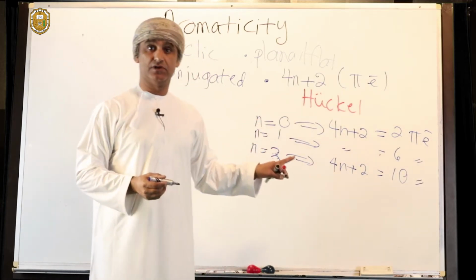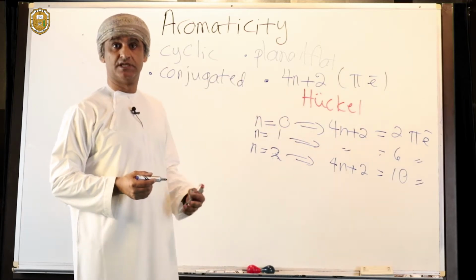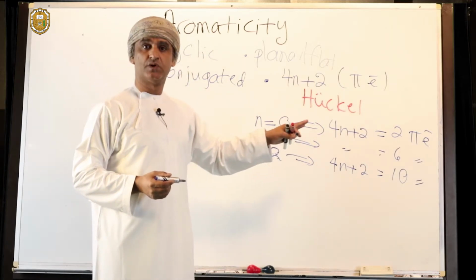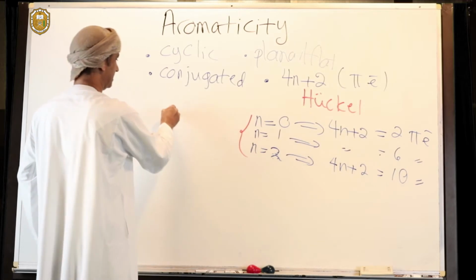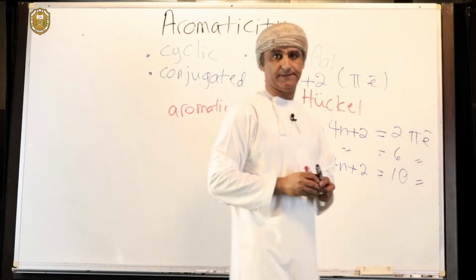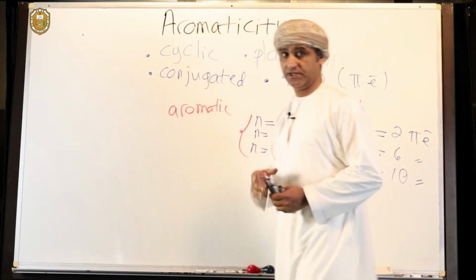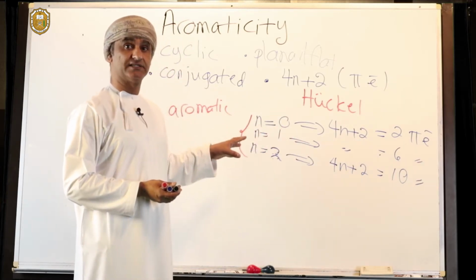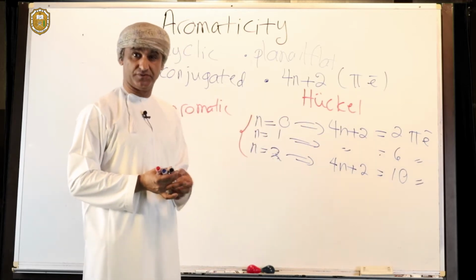So any molecule, provided that it has fulfilled the three requirements, which is that the molecule has to be cyclic, flat, and conjugated, with this number of pi electrons should be aromatic. So these numbers entitle a molecule which has fulfilled all of these requirements to be aromatic. Of course, you can continue. If N equals 3, then 12 plus 2, that is 14, and so on. So if the number of pi electrons is 2, 6, 10, or 14, and so on, then it is aromatic. Otherwise, it's not aromatic.